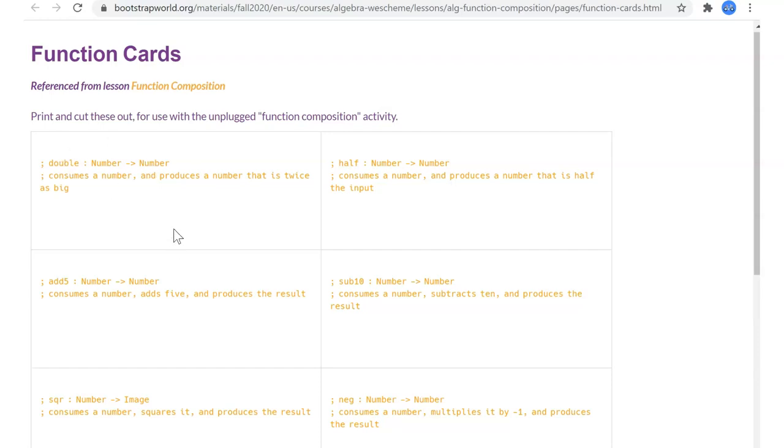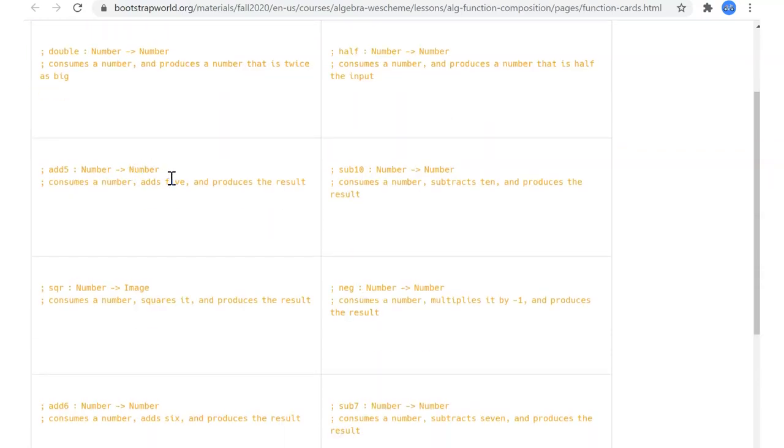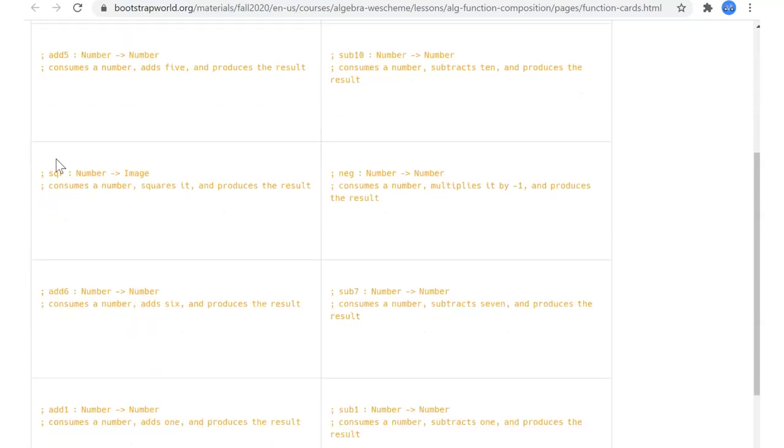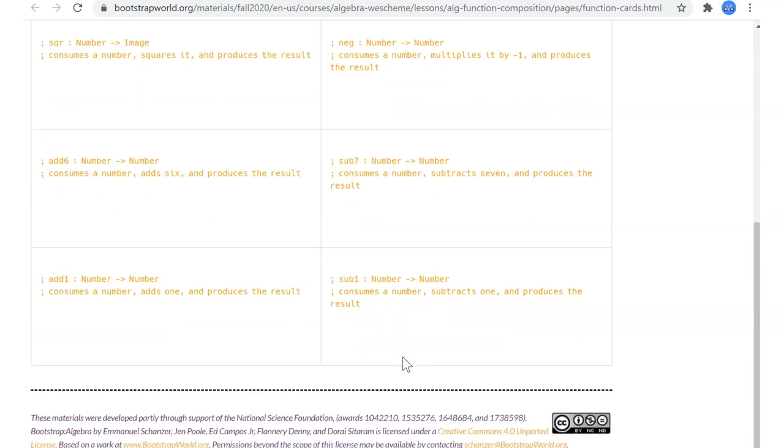So for this double function, if we put in a 4, we would get out an 8. Half does the opposite. Add 5, what do you think that does? Well, it takes in a number, returns a number, and it adds 5. Sub 10, so subtract. Square takes a number and squares it, which you remember is multiplying a number by itself. So we put in a 4 and multiply it by itself, we get 16. Neg takes a number and multiplies by -1. So if we put in a 7, we get a -7. If we put in a -4, we'd get a 4. Add 6, sub 6, add 1, sub 1.